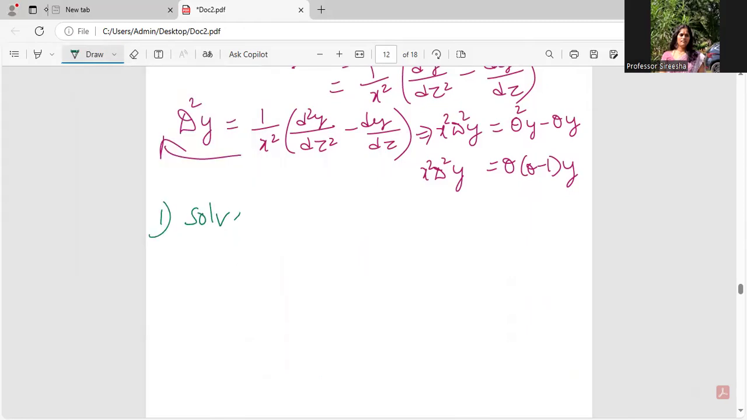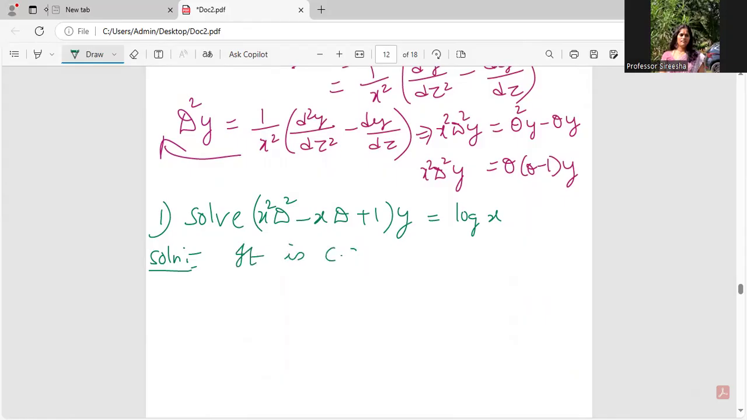Solve the equation with x squared d squared. What should I consider, what should I skip, what should I write out of this whole thing, I will just tell you. Now, how will I start the solution? Just see here. First I'll write it is a Cauchy Euler differential equation. Then I will go with the substitution.